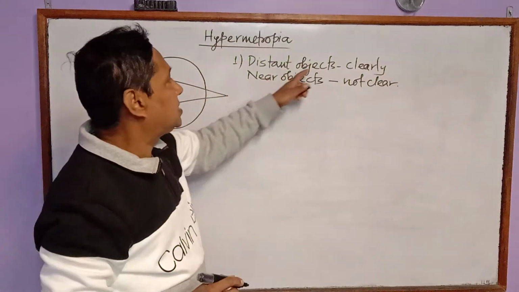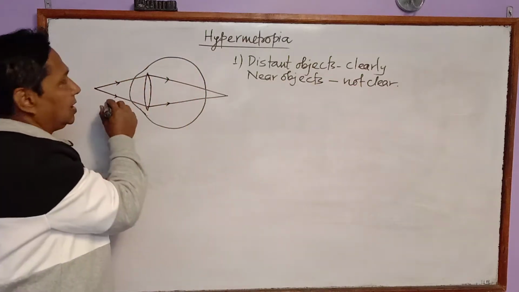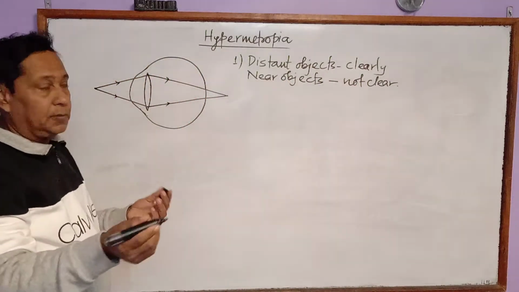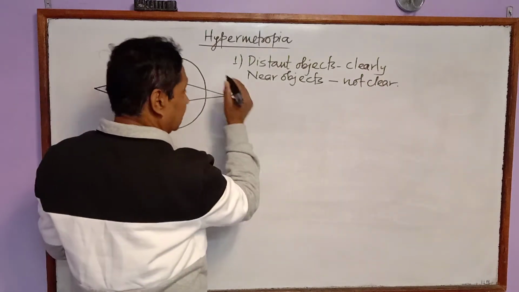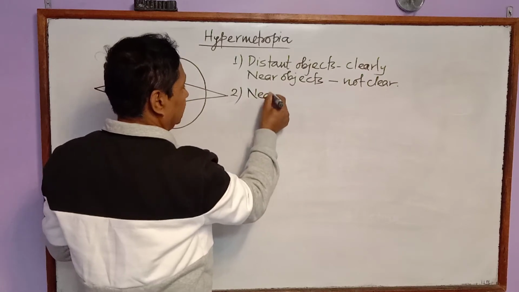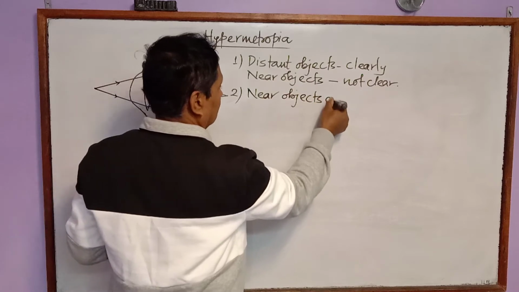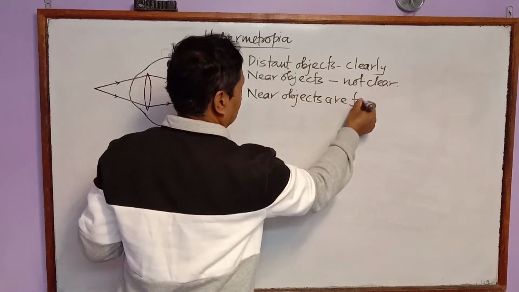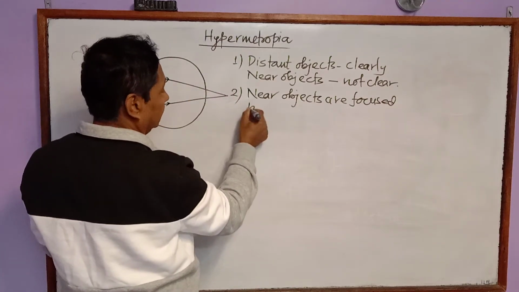Now, distant objects can be seen clearly but near objects cannot be seen clearly, which means, where does the image of a near object form? The second point we can see is that in this defect, near objects are focused behind the retina.